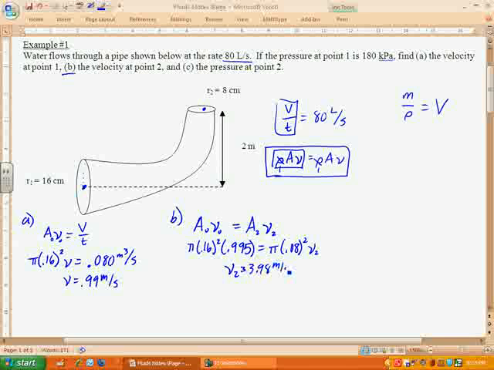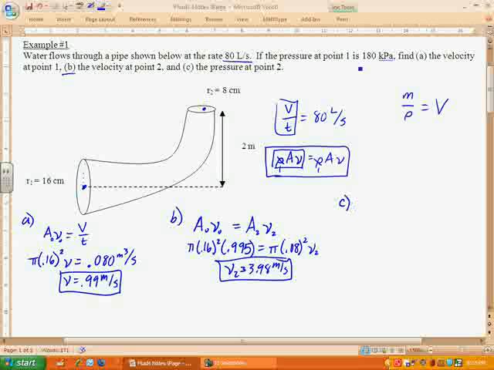Alright, so now we've got 1. We've got B. Now we're looking for C, the pressure at point 2. So what is the pressure up here? Well, it tells us the pressure at point 1. Okay, so now that we know we have velocities, we've got pressures, we know we're going to be using Bernoulli's.